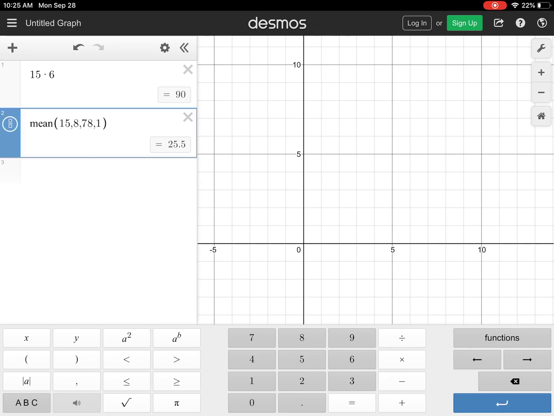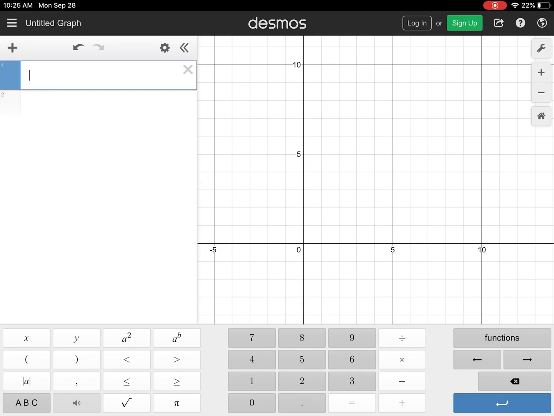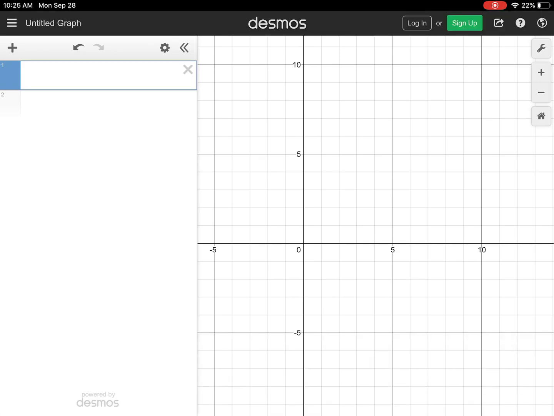What I like about Desmos is that you have all of your steps over here in this bar. That way you can look at each individual step and go, oh, I did that wrong. And you can go back and fix it right then and there. And that's the basics of Desmos.